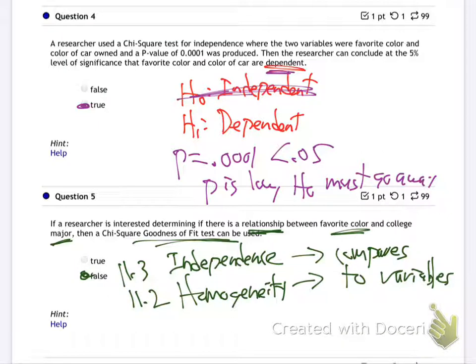Is this good? We'll move on if you're good.